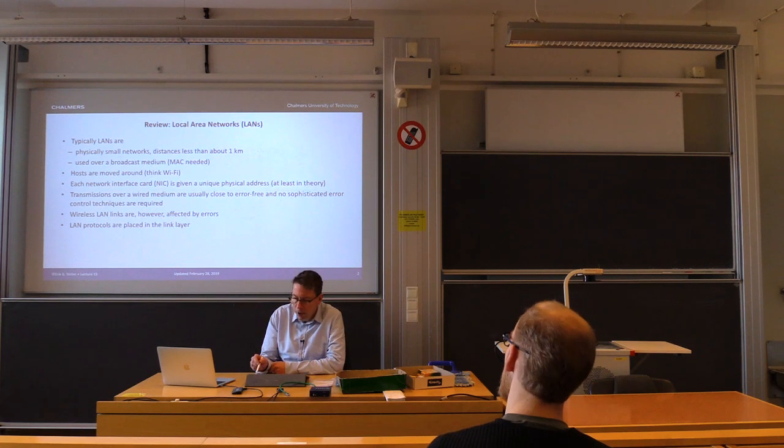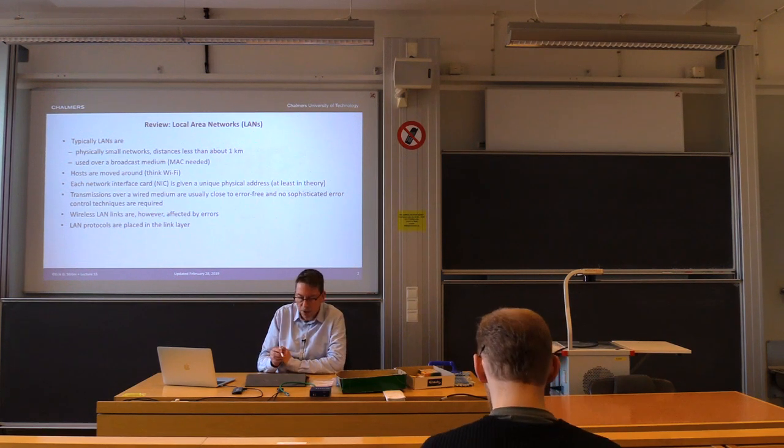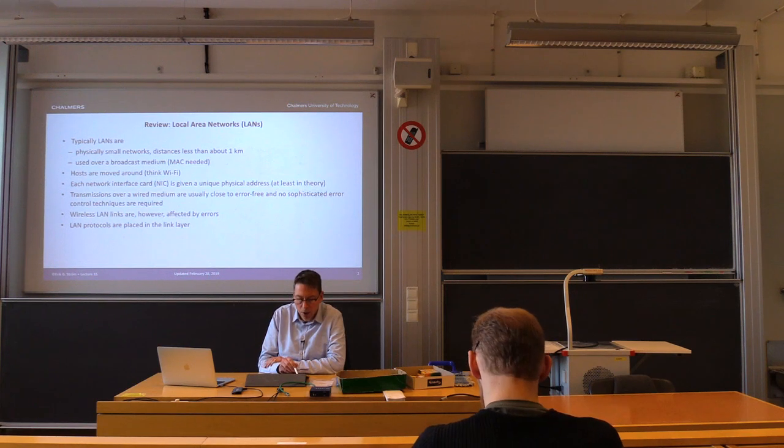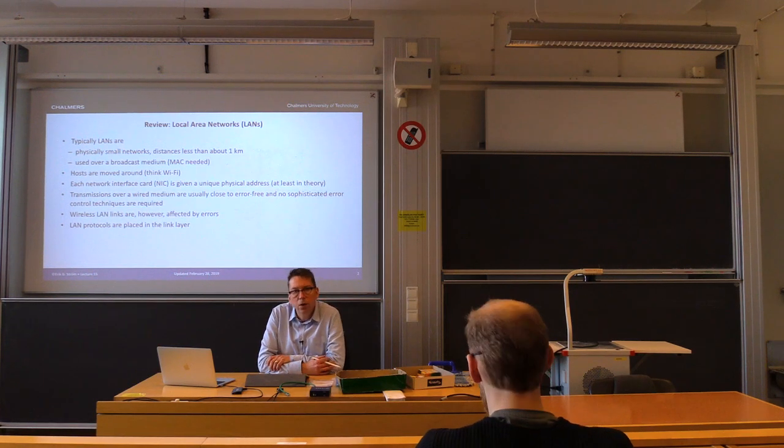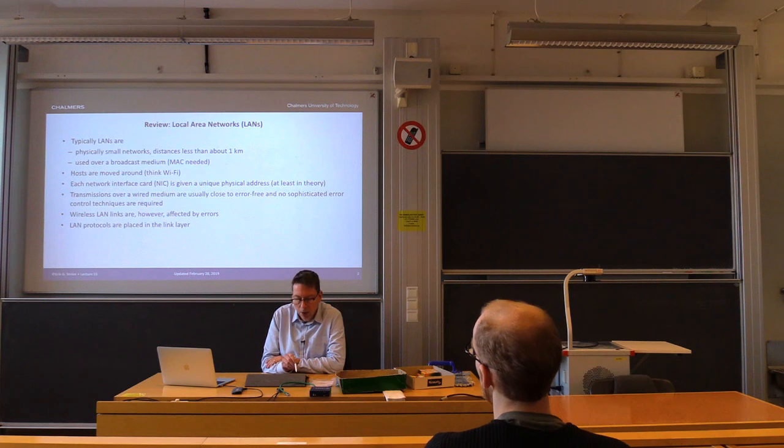But if we look at LANs, local area networks, we talked about this earlier in the course, but what can we say about this to refresh our minds? So a local area network, what is it? Well, it's something that typically is physically rather small, so distances maybe less than a kilometer or so from end to end. And typically, at least in the beginning, it was used over a broadcast medium, which means that we need a medium access control scheme for this.